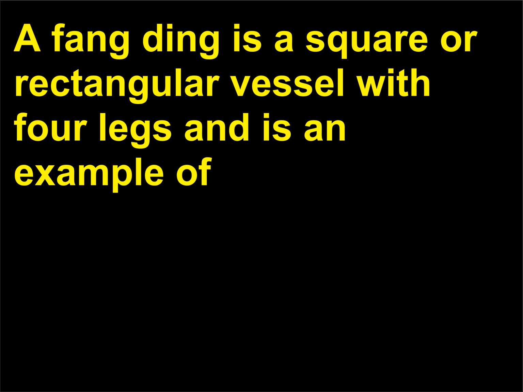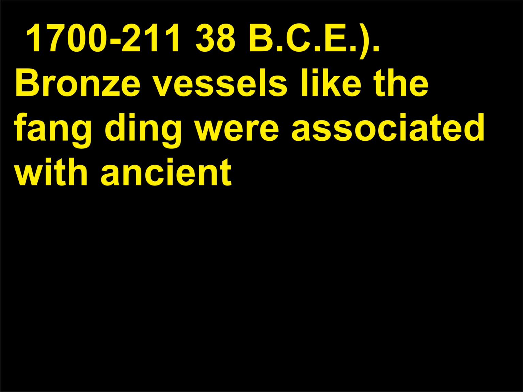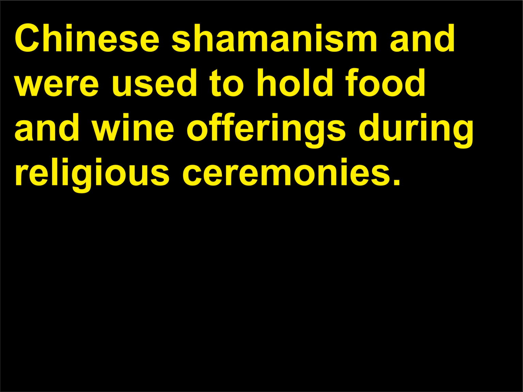A fangding is a square or rectangular vessel with 4 legs and is an example of ritual bronze made during the Shang dynasty, one of China's earliest dynasties, c. 1700 to 1046 BCE. Bronze vessels like the fangding were associated with ancient Chinese shamanism and were used to hold food and wine offerings during religious ceremonies.